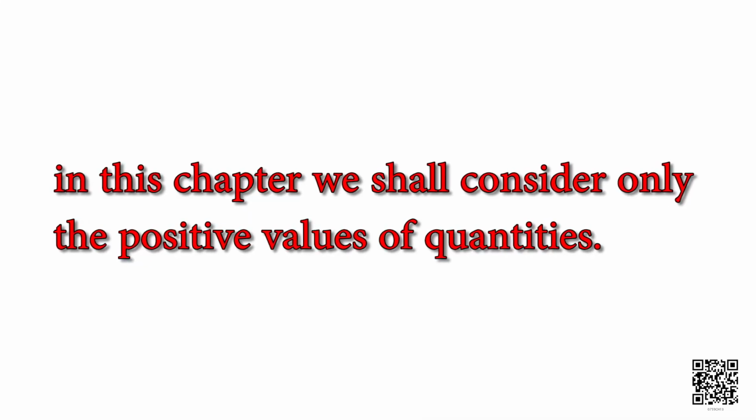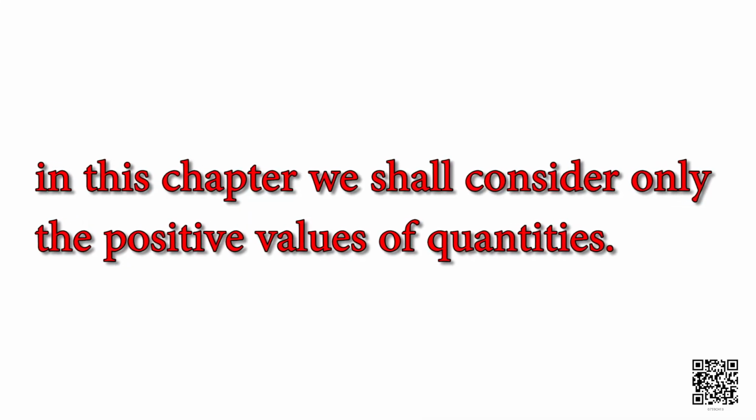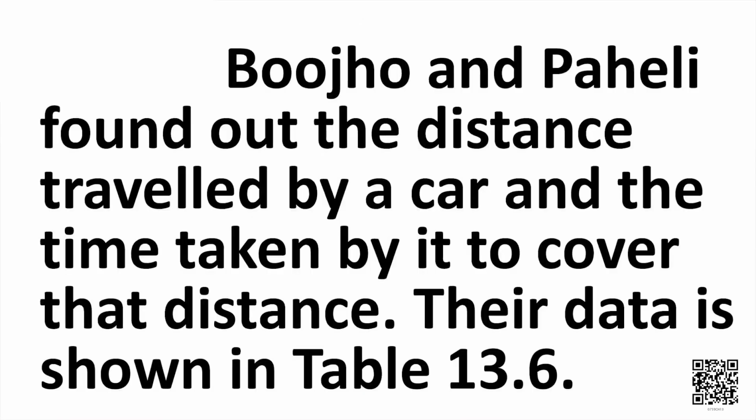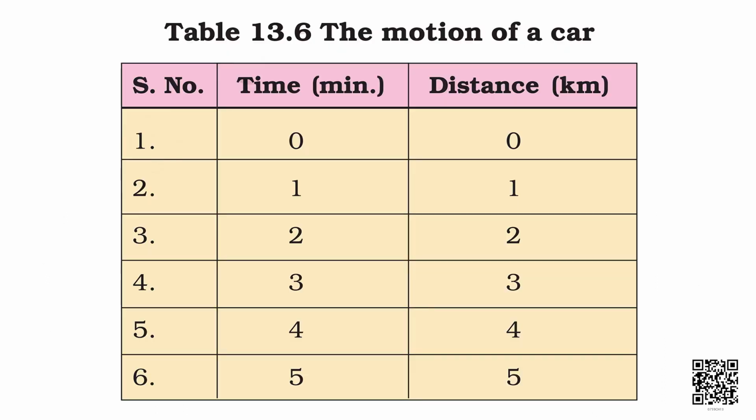We show the positive values on the x-axis along OX. Similarly, the positive values on the y-axis are shown along OY. In this chapter, we shall consider only the positive values of quantities. Therefore, we shall use only the shaded part of the graph shown in this figure. Now students, remember Bujo and Paheli? Both of them found out the distance travelled by a car and the time taken by it to cover the distance. Their data is shown in this table.